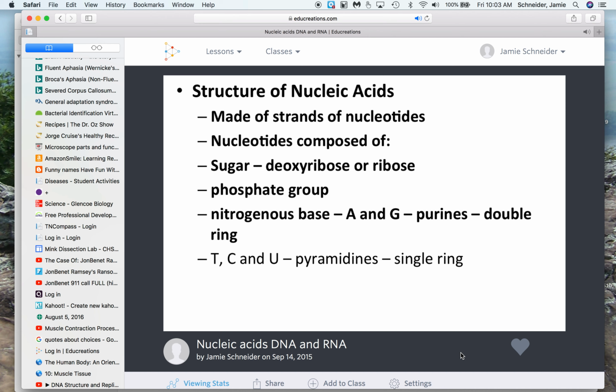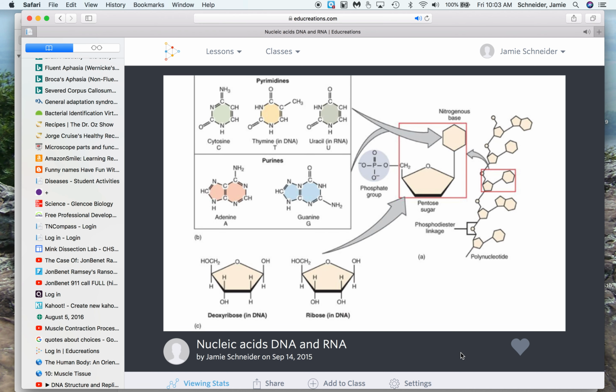Let's look at a picture. This is showing the structure of a nucleotide. The phosphate group, as always, helps form the handrail, as does the sugar. And you can see ribose and deoxyribose are both pentoses. Then I have the nitrogenous base right here. These are pyrimidines, which are single rings, and these are the purines, which are double rings. We'll come back and talk about those in just a second.